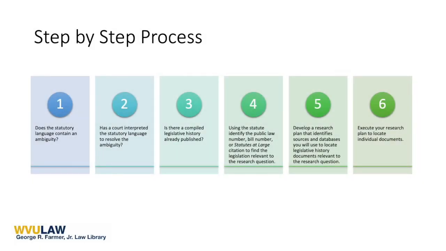Legislative history research with all of its component parts can feel like an overwhelming task to take on. This 6-step process breaks down the path from an initial inquiry and research plan to executing searches for individual legislative history documents. This graphic depicts all 6 steps. Let's break down each one in further detail.